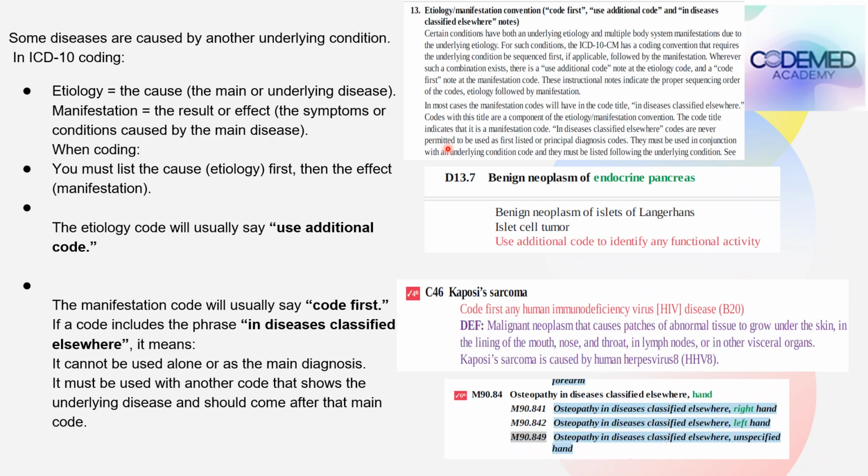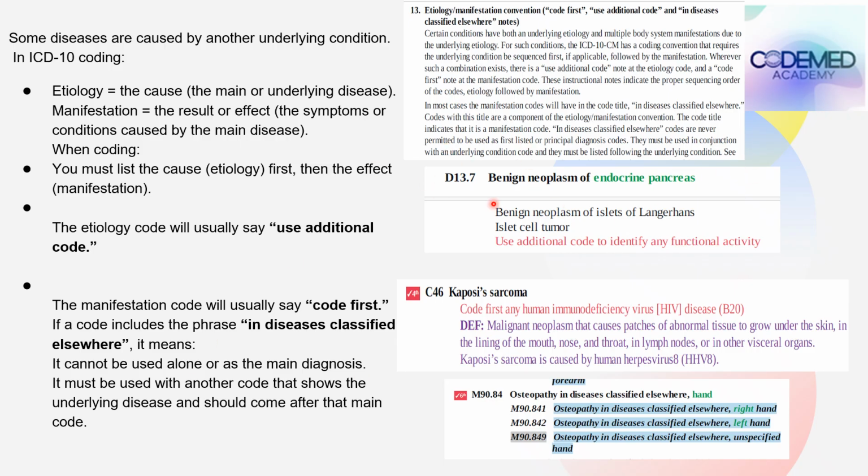So if a code includes the phrase in diseases classified elsewhere, it means it cannot be used alone or as the main diagnosis. It must be used with another code that shows the underlying disease and should come after that main code. So now let us understand this.